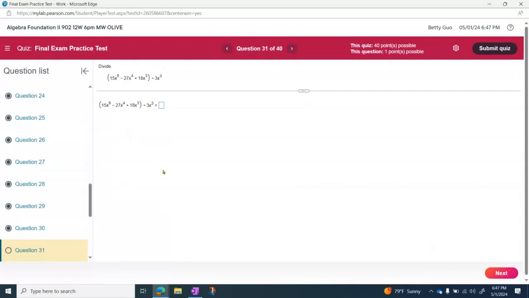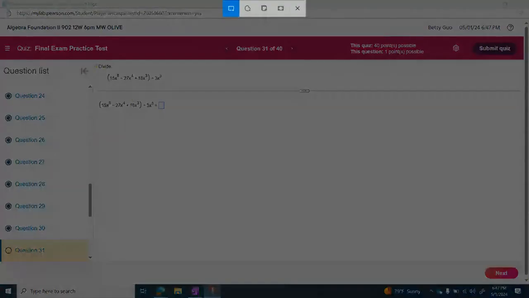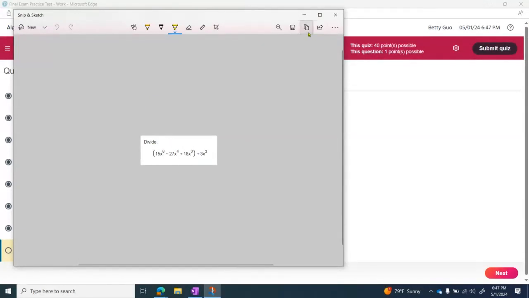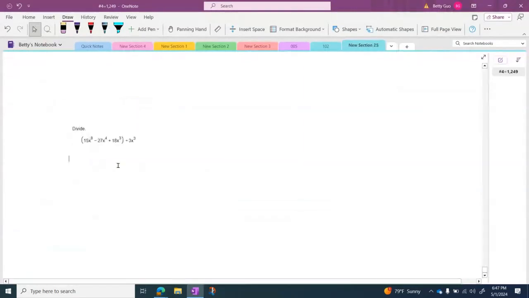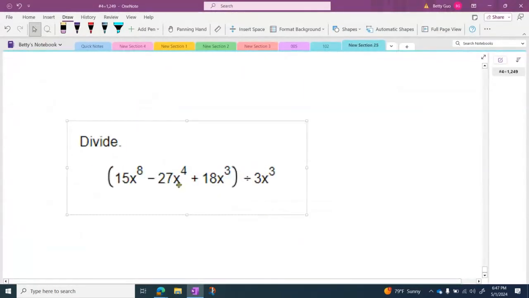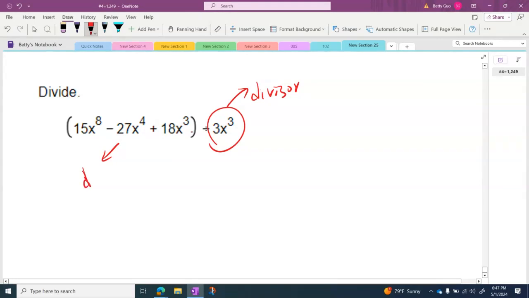This is to divide. Okay, let me copy paste. Read the instruction. If you don't read it, to me it looks like a minus, but if you look closer, it's divide. Also because it says divide here. Make it bigger. Divide. And we're dividing a trinomial by a monomial. This is the divisor. This is the dividend.